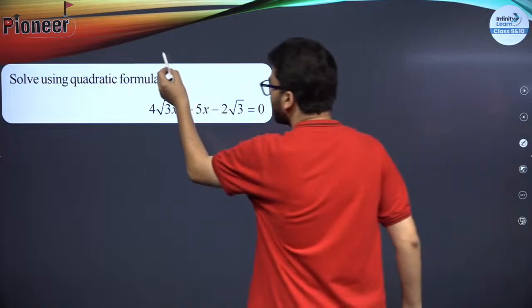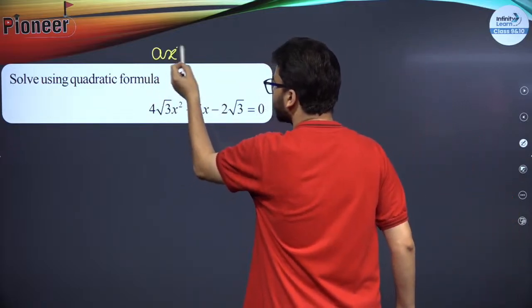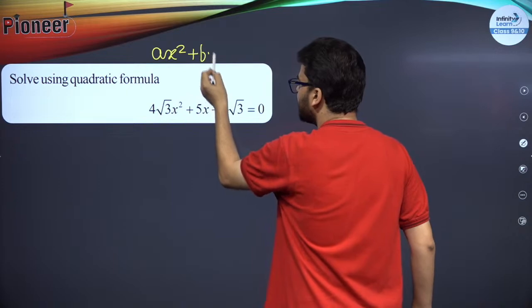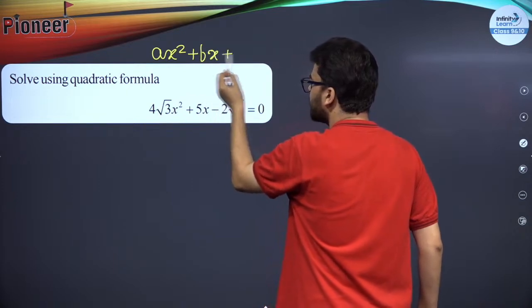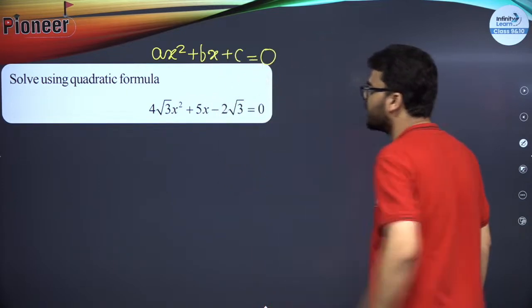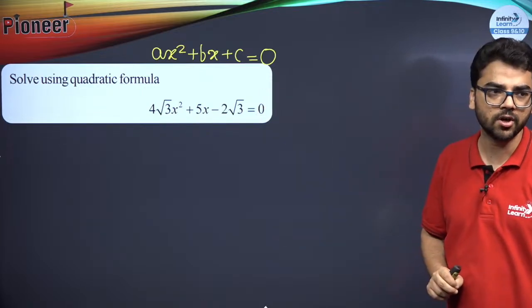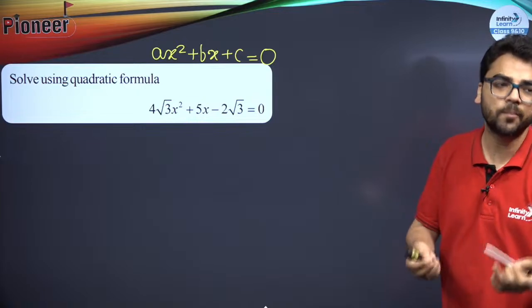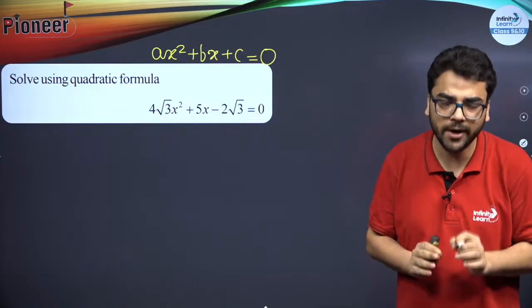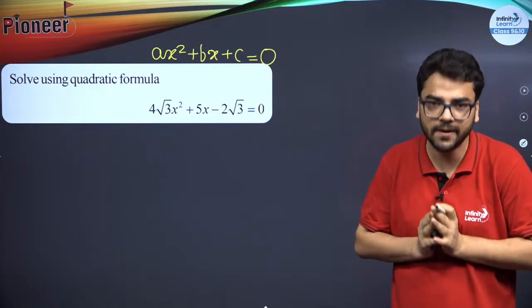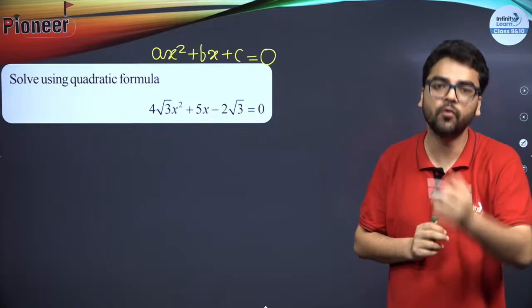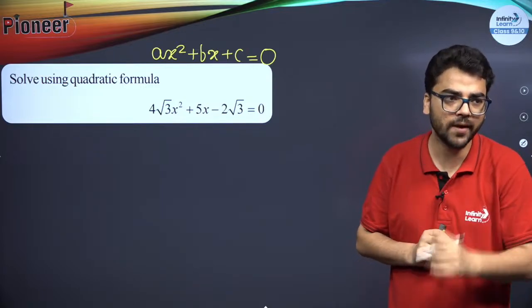What is the standard form of a quadratic equation, guys? It is ax square plus bx plus c is equal to 0. Correct? This is the standard form of a quadratic equation where a cannot be equal to 0. I am not proving it right now, Sushma. First understand how to use the formula, then I will do its proof as well.